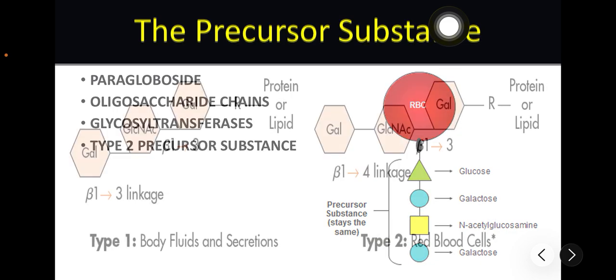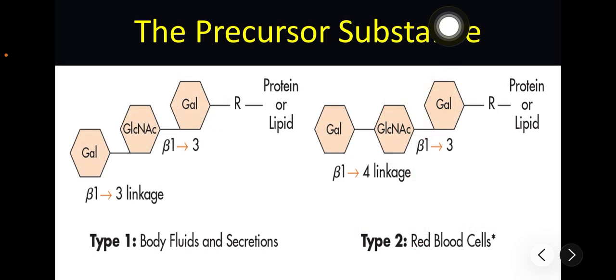So now, let's proceed to the precursor substance. Both type 1 and type 2 precursor substances consist of a basic oligosaccharide chain as shown in the image, which includes galactose or the Gal, N-acetylglucosamine or the GlcNAc, another galactose or the Gal, and a protein or a lipid, which is represented by R, to which the chain is attached. The key difference lies in how the sugars are linked to each other.